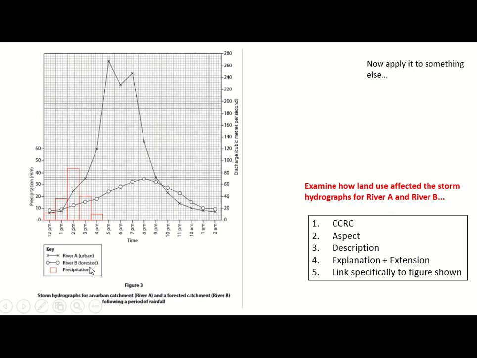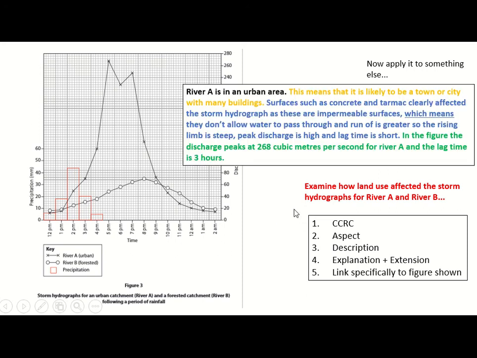So how have urban areas and forested areas affected the shape of this storm hydrograph? Now, it's really important that you know what a storm hydrograph is and what it shows. So it shows how much water there is in the river at any one time. So the discharge, we'd call that. And this shows you that there's lots of water in the river flowing through. And this shows you that same amount of water hasn't gone into the river as quickly. Okay, so the peak discharge is much lower for river B than it is river A, even though the rainfall event is the same for both of them. So hopefully you spotted a couple of differences, and I've got one paragraph to show you.